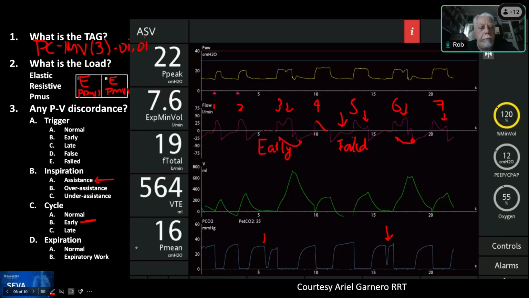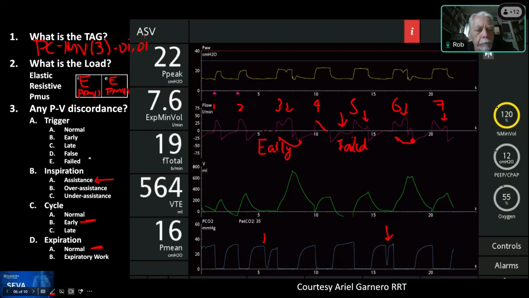Yep, that's the way I see it. And then finally, in expiration, do we see any expiratory work? Probably not. We see some PMUS there, which is our early trigger, where the vent has started the breath, and then we see patient effort, but not necessarily this patient doing work against the vent or expiratory effort against the ventilator. We're probably going to call this normal.